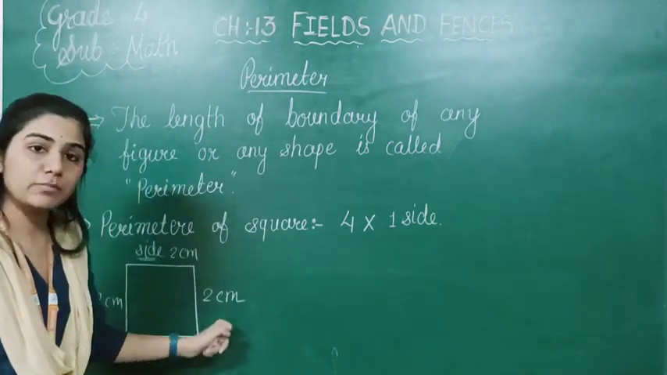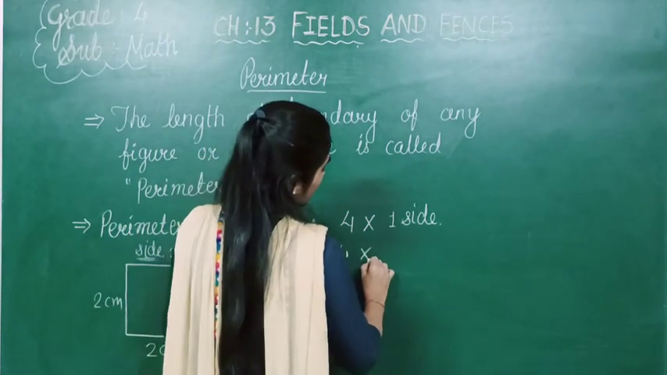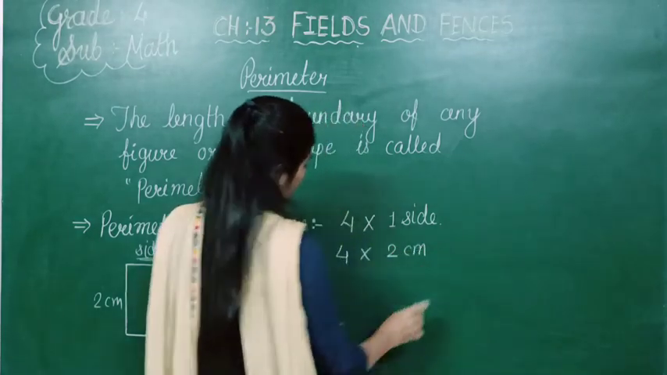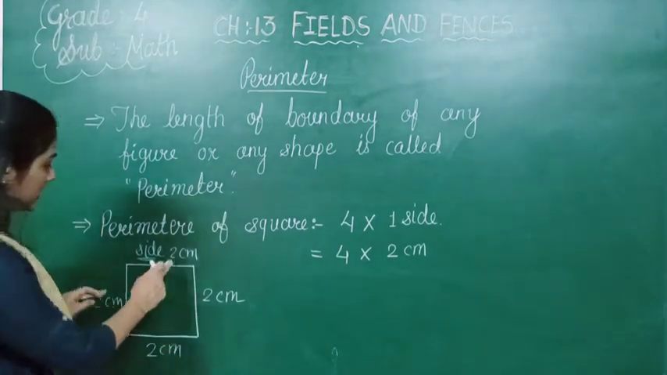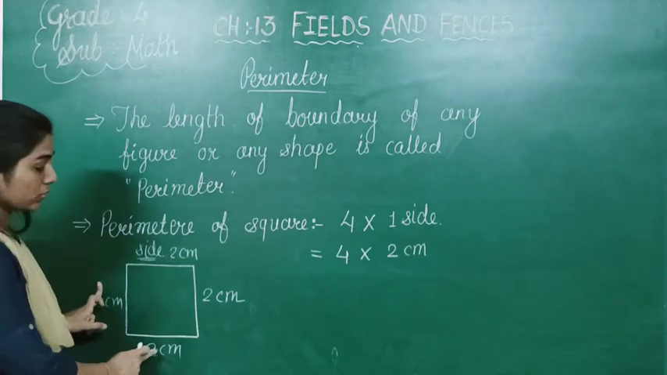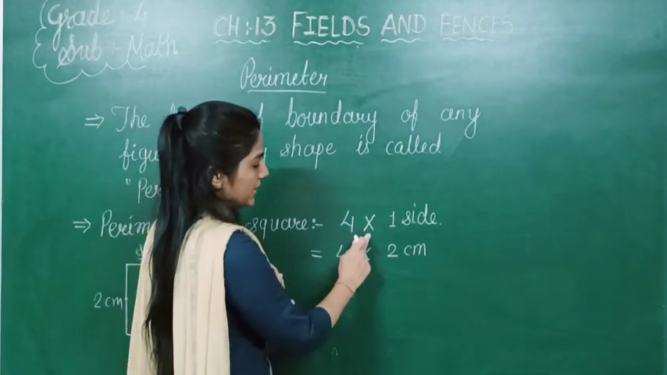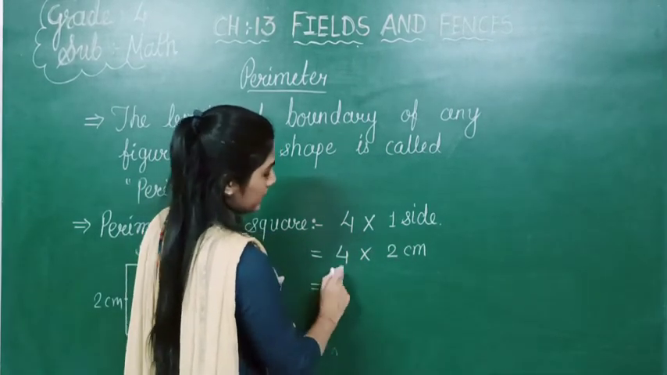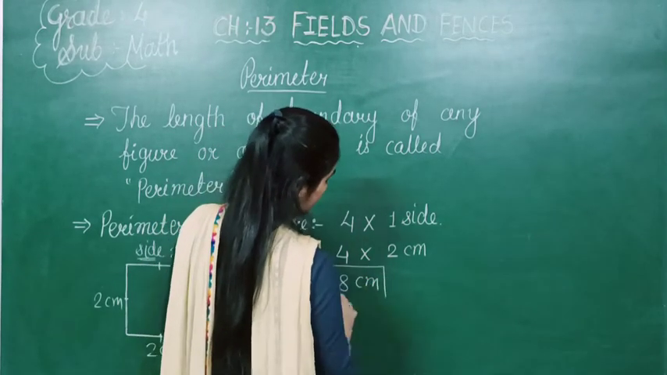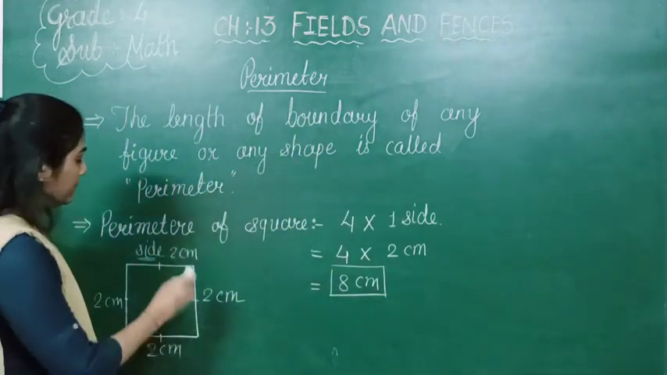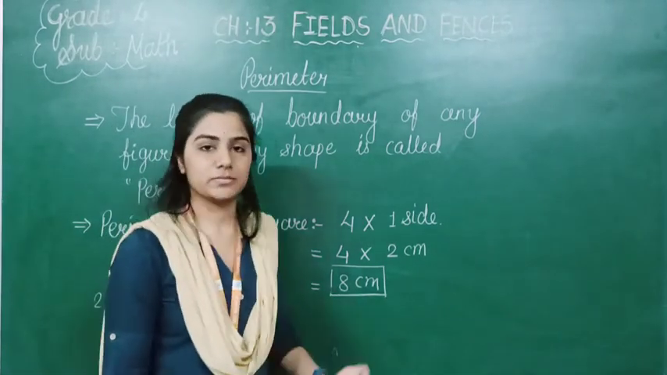Any one measurement we are writing of this side. So 4 multiply, here I am writing 2 centimeter, because firstly I have written the measurement of 2 centimeter of any one side. So this we have to write by ourselves, because all the sides are equal in measurement. So 4 multiply any one side. So 4 multiply 2 centimeter. So 4 2s are 8 centimeter is the answer. That means we can say that the perimeter of this square shape is 8 centimeter.